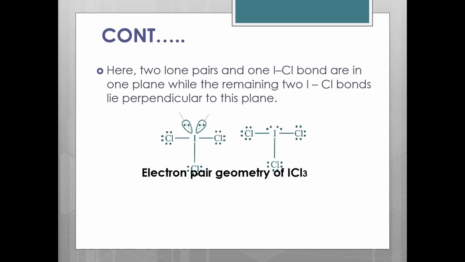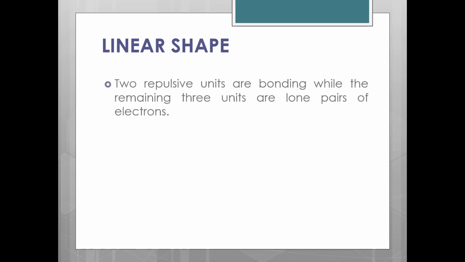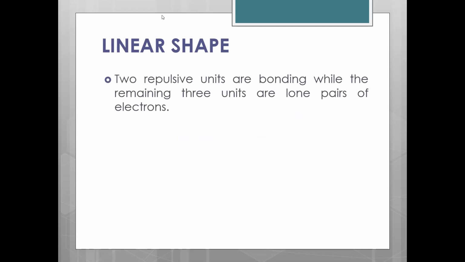So simply, it's given the electron pair geometry of ICl3. So the final one, we are going to speak about the linear shape. If you understand up to now how we have derived the different shapes from the electron pair geometry of the trigonal bipyramidal, this also seems to be similar.